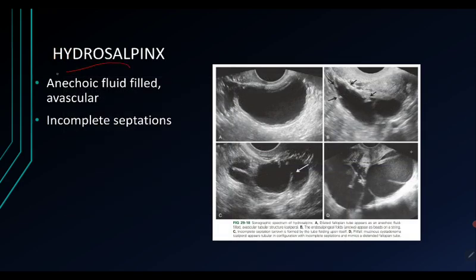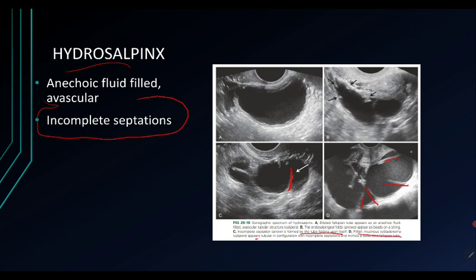Hydrosalpinx: anechoic fluid filled avascular structure with incomplete septations. Sonography shows a dilated fallopian tube appearing as an anechoic fluid filled avascular tubular structure. Endosalpingeal folds appear as a beads on a string appearance. Incomplete septations, arrow, are formed by the tube folding upon itself. The hydrosalpinx tube folds upon itself.